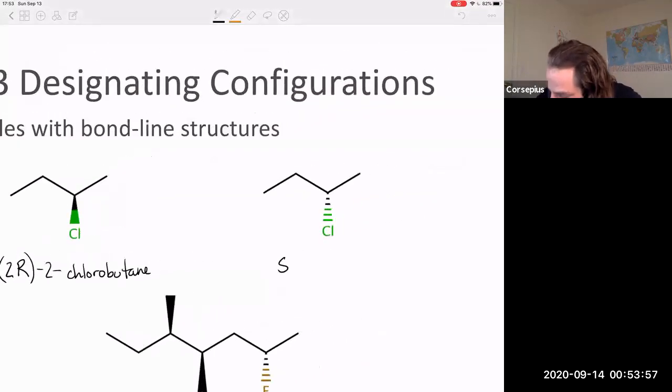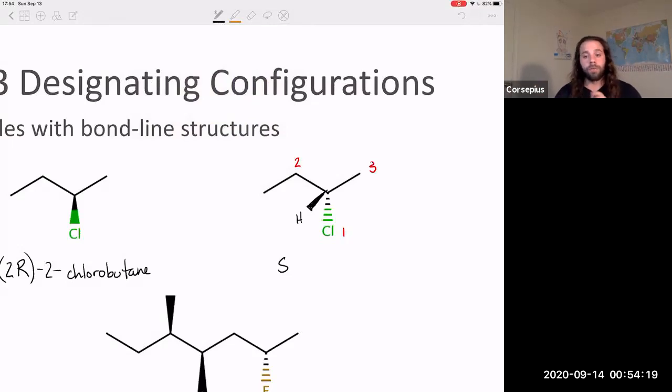So first of all, I'm going to label priorities. This is still 1, this is still 2, this is still 3. As it's drawn, they connect in a clockwise direction, but it's S. So in this one, my implied hydrogen is sticking out of the board.